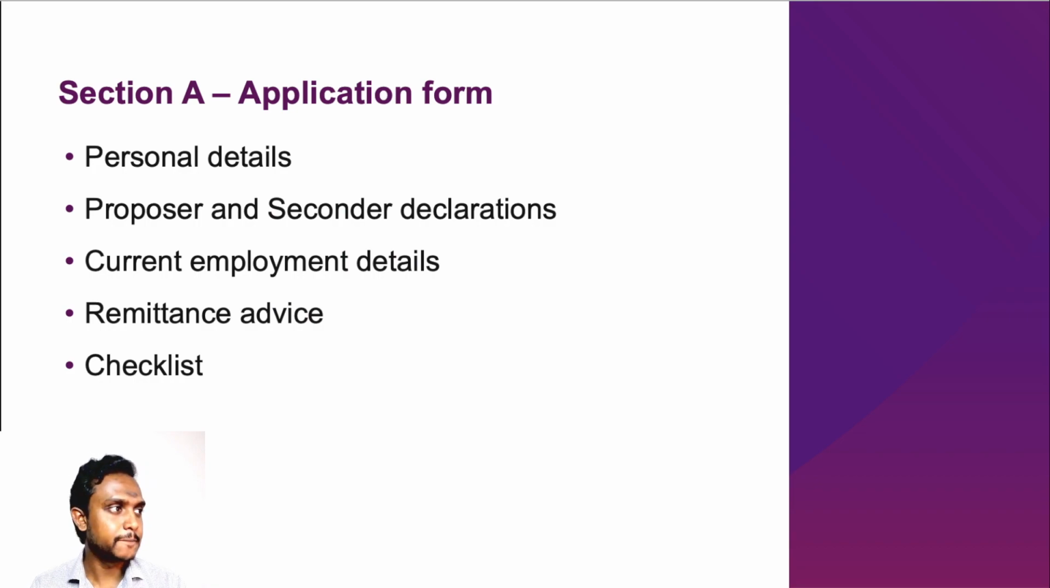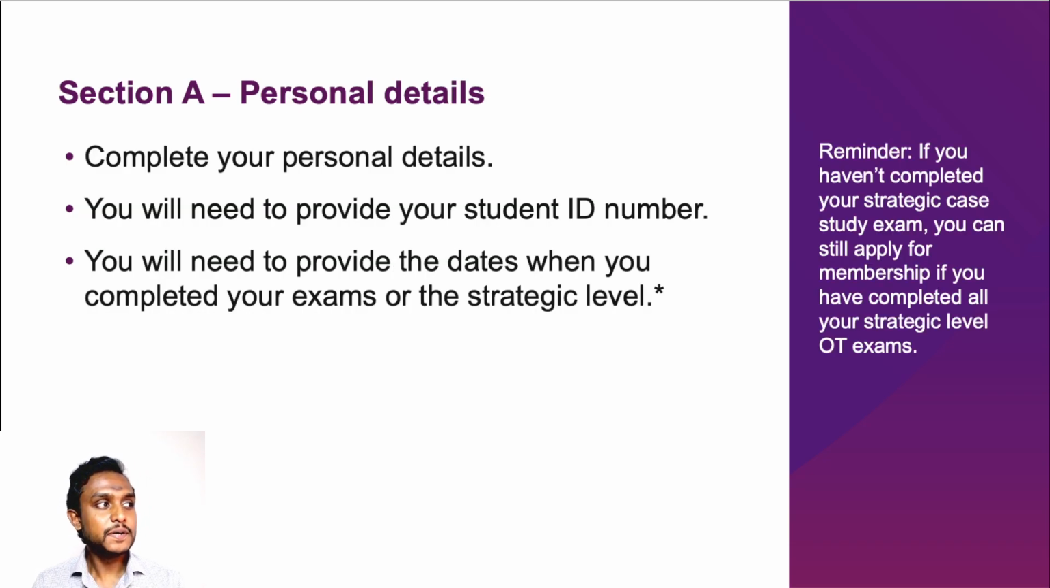Firstly, section A. In section A, you have the application form, where you have to present your personal details, proposer and seconder declarations. I'll talk about proposers and seconders shortly. Then current employment details: what is your current status of profession? Remittance advice in terms of the fee that you have to pay for the membership application, and the checklist. Personal details: you simply have to complete your personal details. You will need to provide your CIMA ID number, contact ID, and the dates when you completed your exams at the strategic level.